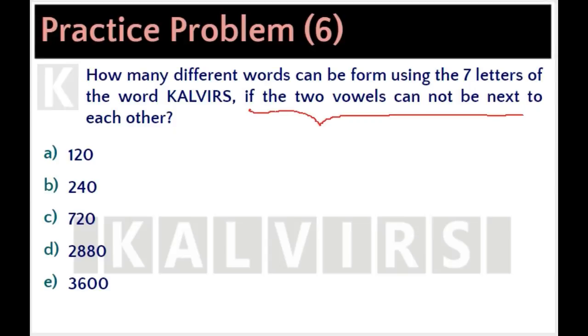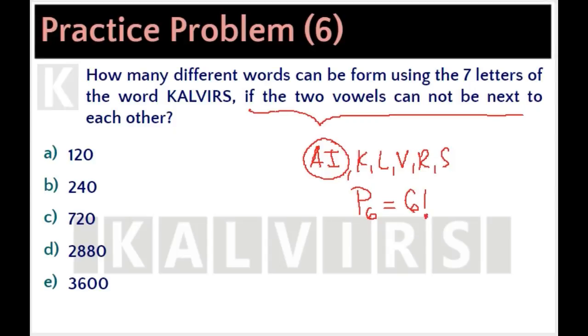So we need to assume that A and I are one letter. So the new total number of letters would be 6. And this is permutation of 6 different objects, which is 6 factorial. Now we're going to multiply 6 factorial by 2 because there are 2 ways to get the vowels together, A and I and I and A. And finally, we need to subtract this quantity from the total number of ways all the letters can be rearranged with no restriction, which is permutation of 7 different objects.